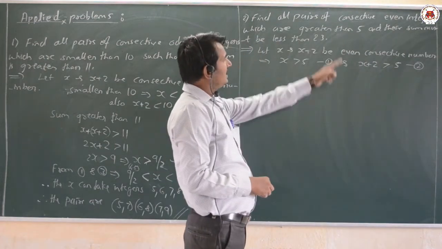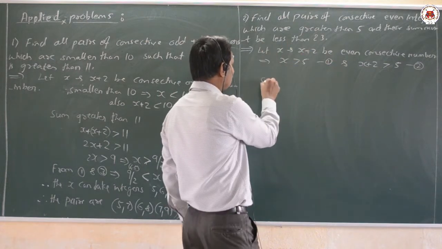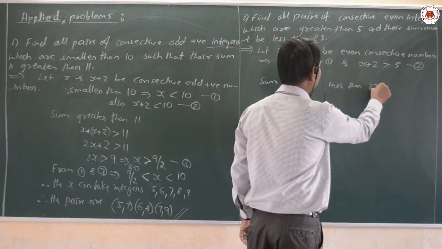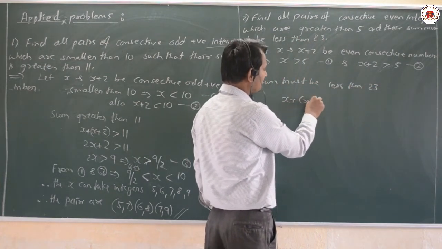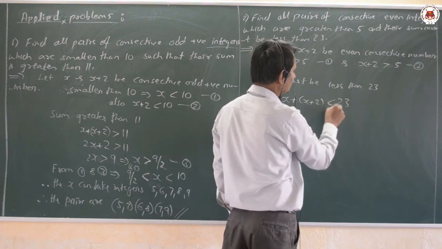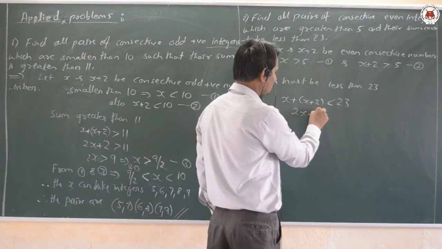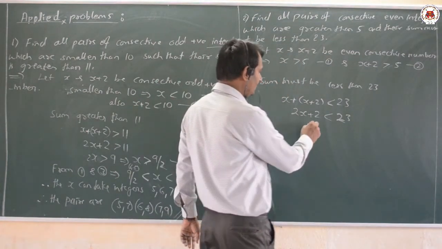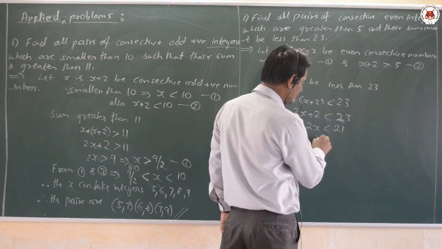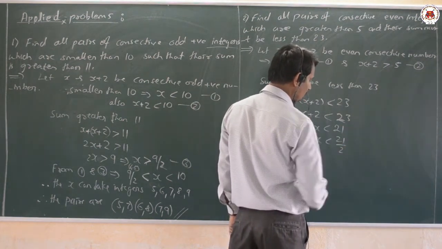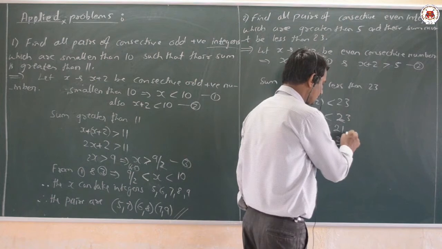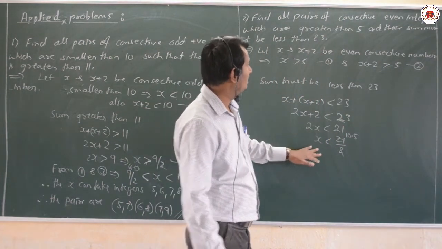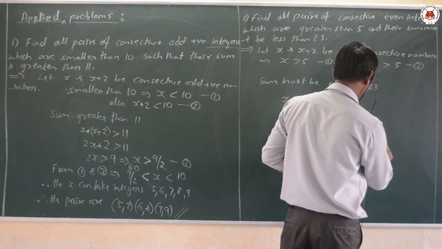Now what he has asked is that their sum must be less than 23. That means x plus x plus 2 is less than 23, that is 2x plus 2 less than 23. So 2x is less than 21, that implies x is less than 21 divided by 2, that is 10.5. Here the x value is an integer only. Let us take it as equation 3.